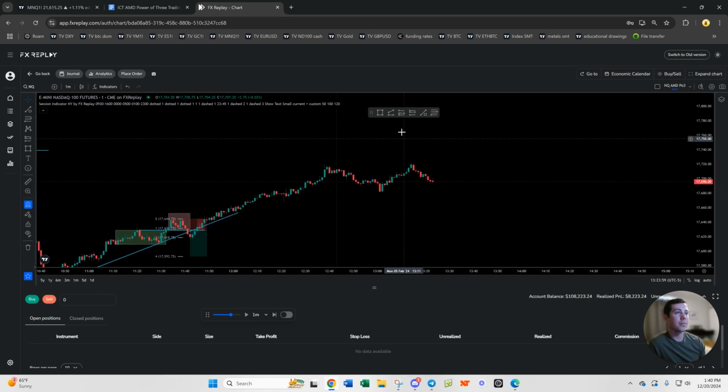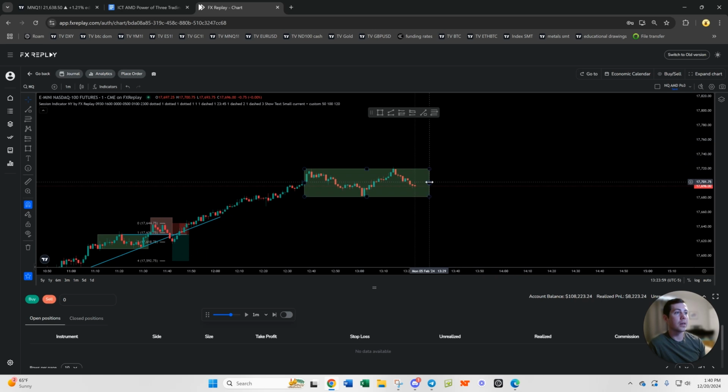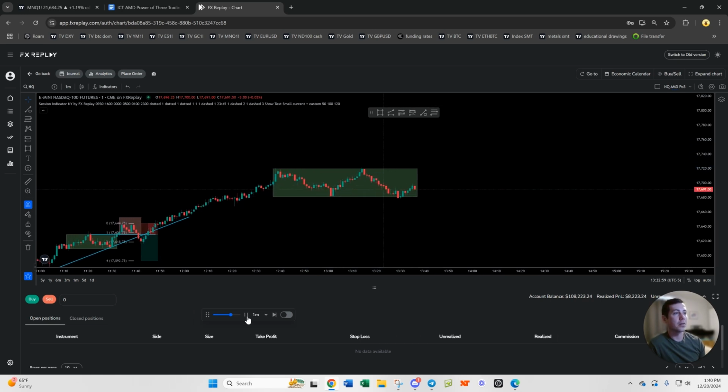All right, fairly large potential accumulation range here from this low to this high. So you can kind of see prices chopping around in this range right here. So template: accumulation. Let's see if we get some manipulation either side of this for a potential long or short.